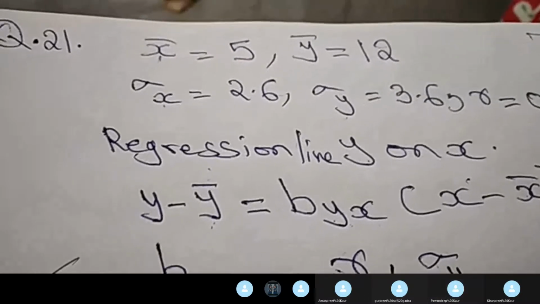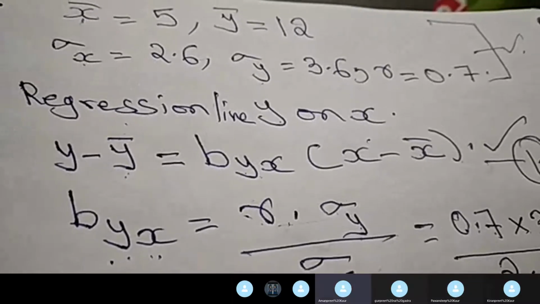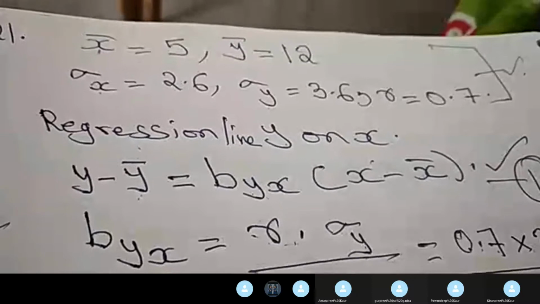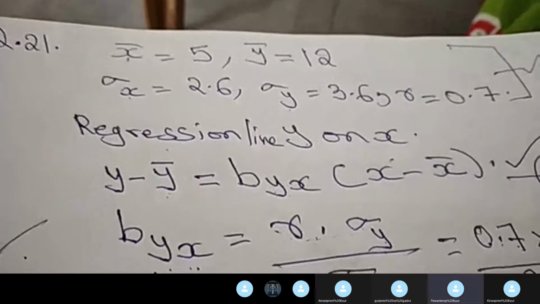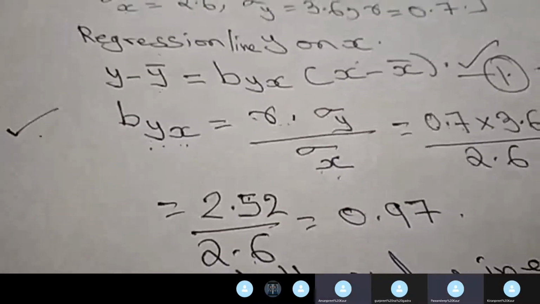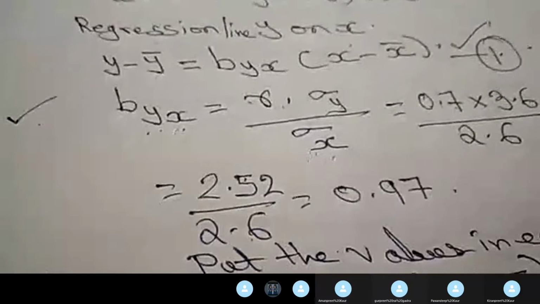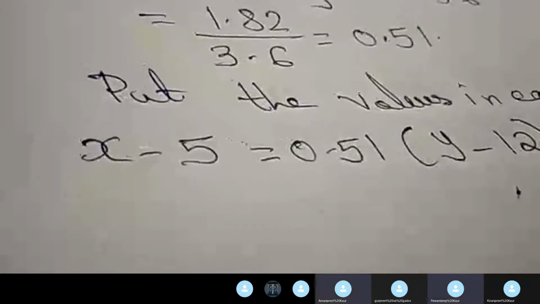Let us find the regression line y on x. The formula for regression line y on x was known to you, that is y minus y bar is equal to byx into x minus x bar. So we have found the value of byx using the formula r into standard deviation with respect to y upon standard deviation with respect to x. On calculation, we found its value 0.97. And after that, we just put all these values in equation 1 and we found the regression line y on x. On similar basis, we calculated the regression line x on y and further found the regression coefficient x on y. It came out to be 0.51. And on putting the values, we found the regression line x on y as well.